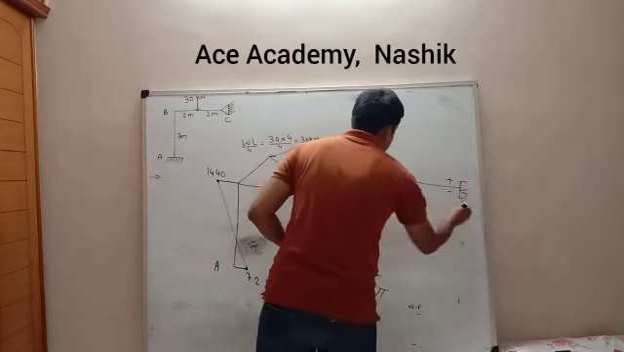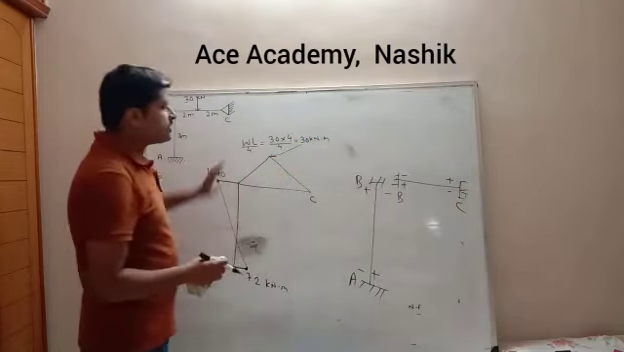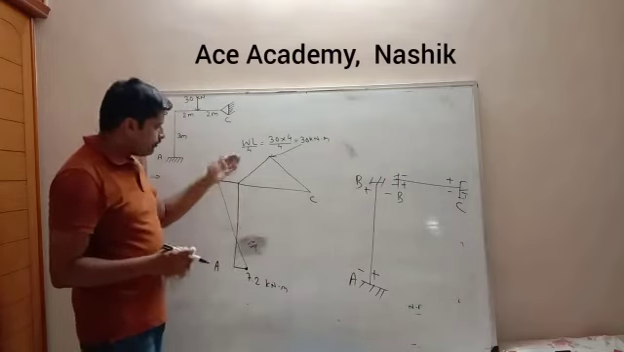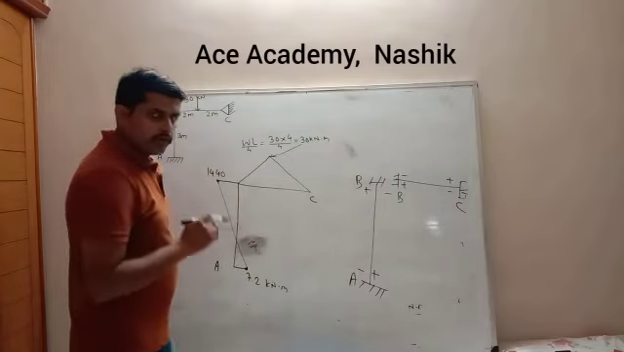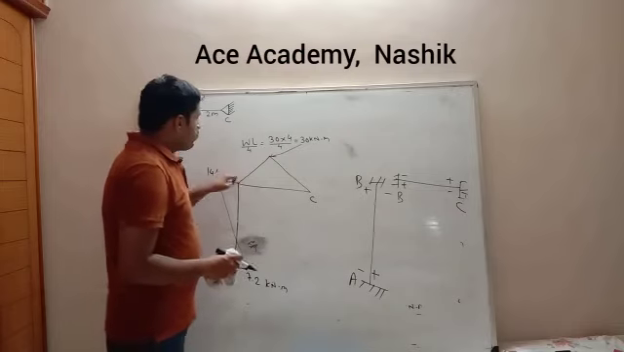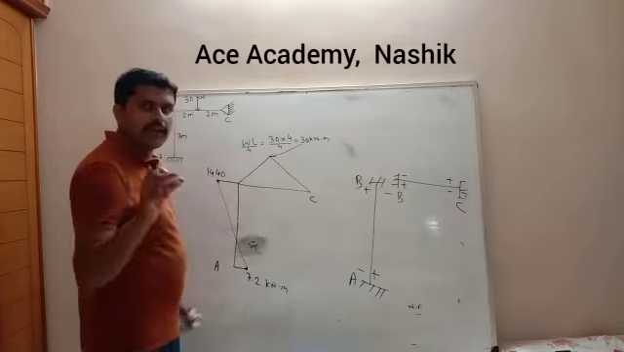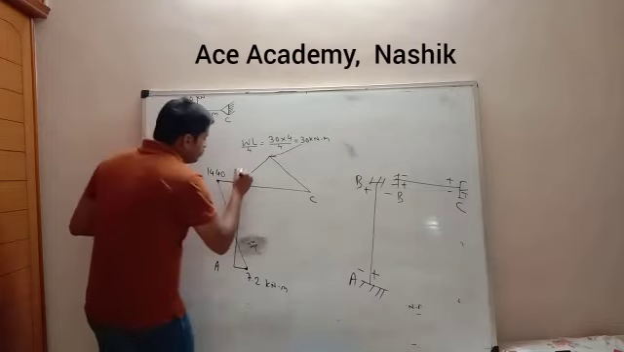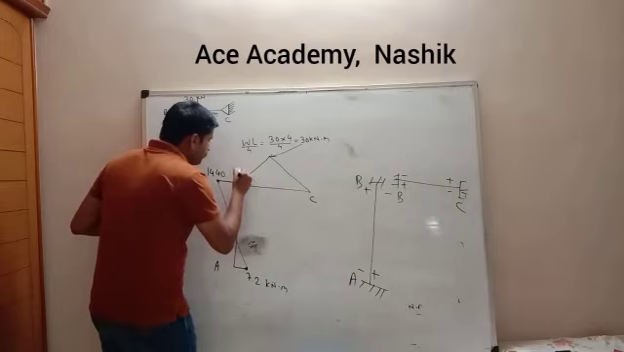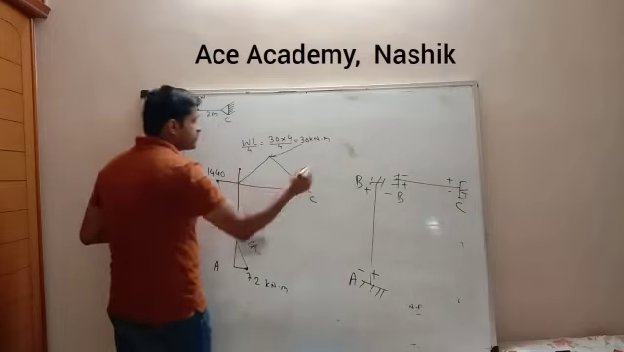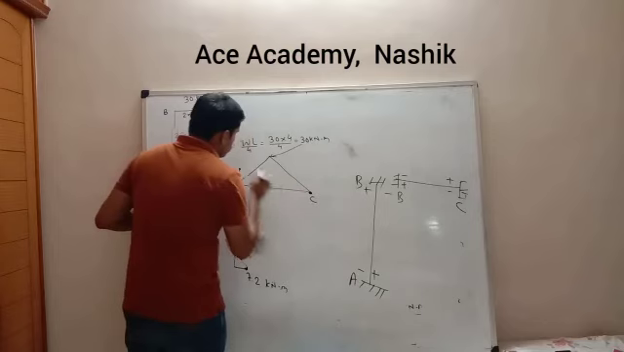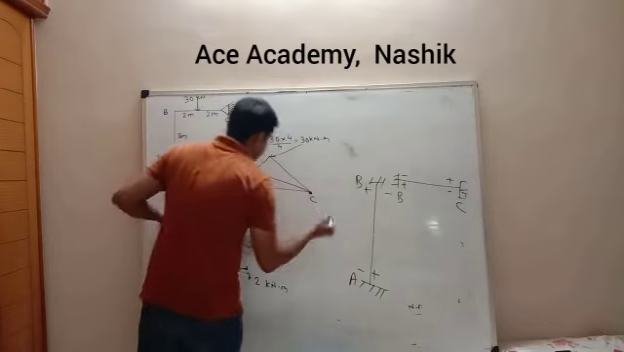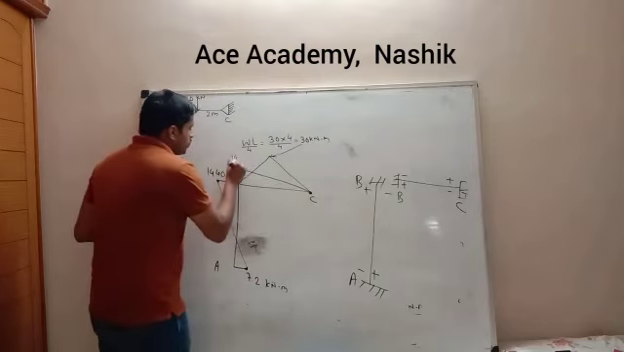Now for B, it will be minus, plus, plus, minus. This is B, this is C. If minus, it will be on the upper side. If plus, it will be on the downward side. So MBC is minus 14.4. So it will be on the upper side. And MCB is 0. So we will join this.